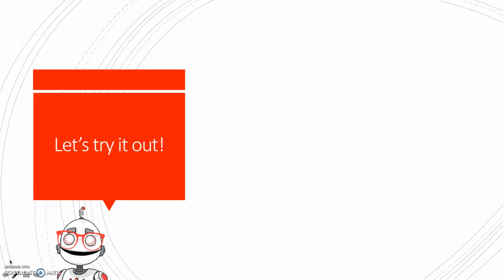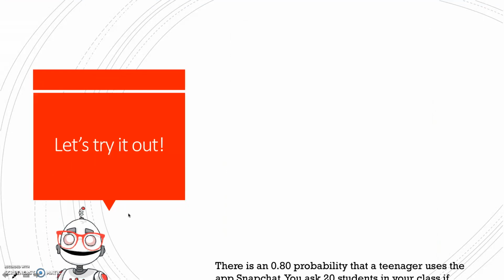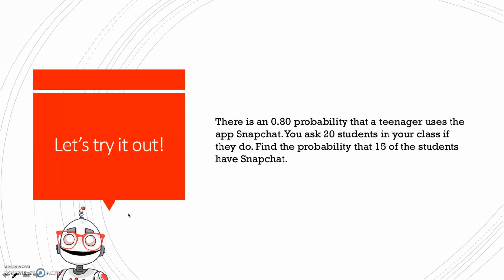Let's try it out. For our practice problem, there is a 0.8, or 80%, probability that a teenager uses the app Snapchat. If you ask 20 students in your class if they do, find the probability that 15 of those students will have Snapchat. 0.8 is your p, this is your probability. 20 students is n, or your trials. And 15 will be x, because it's a specific set amount.